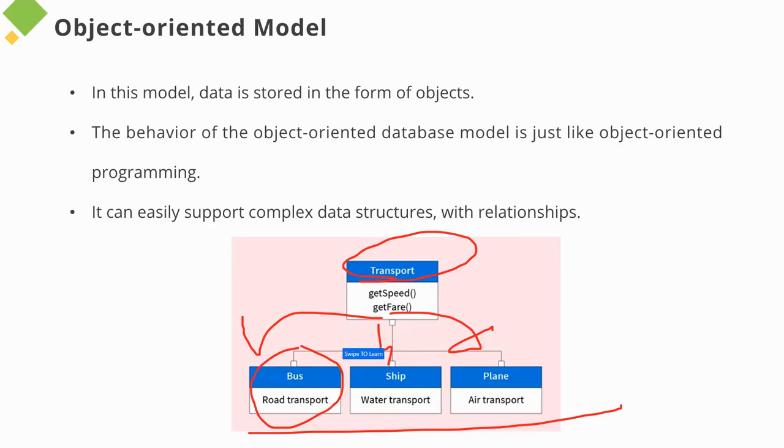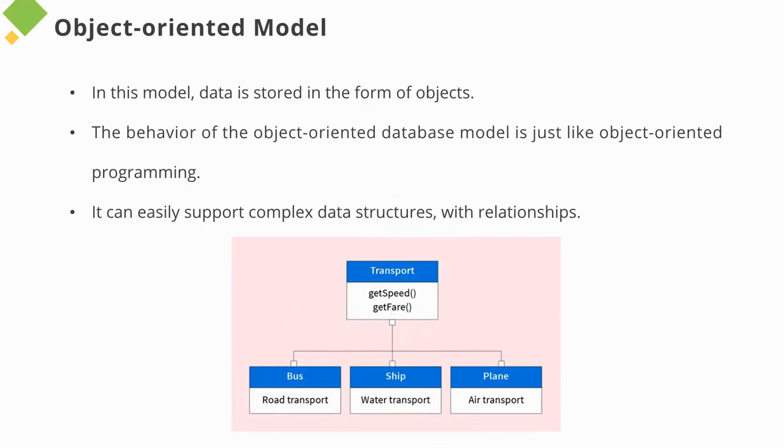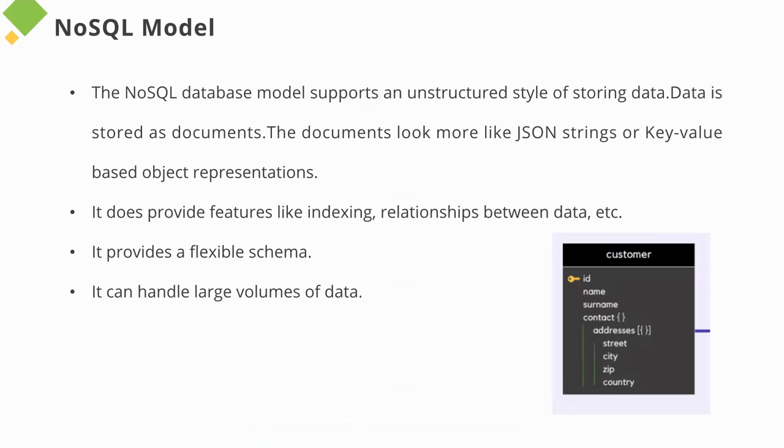The same functionality of transport, get speed and get fare, is individually used again by bus, ship, and plane. Bus also has bus dot get speed, bus dot get fare, ship dot get speed, ship dot get fare. Same as how we use object oriented programming and data structures. Right. Now again we go with the NoSQL model.